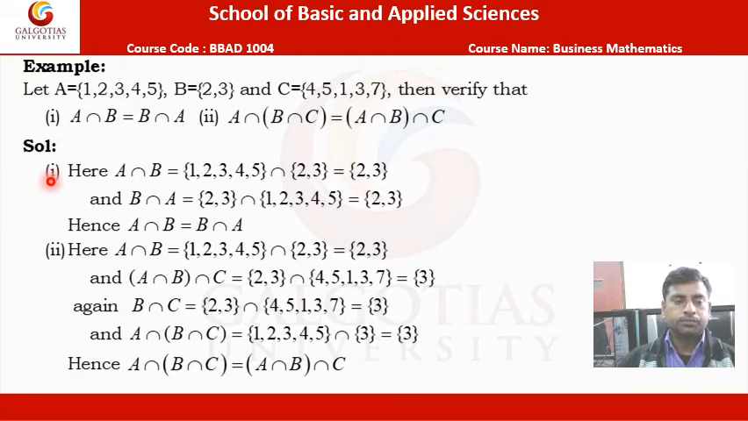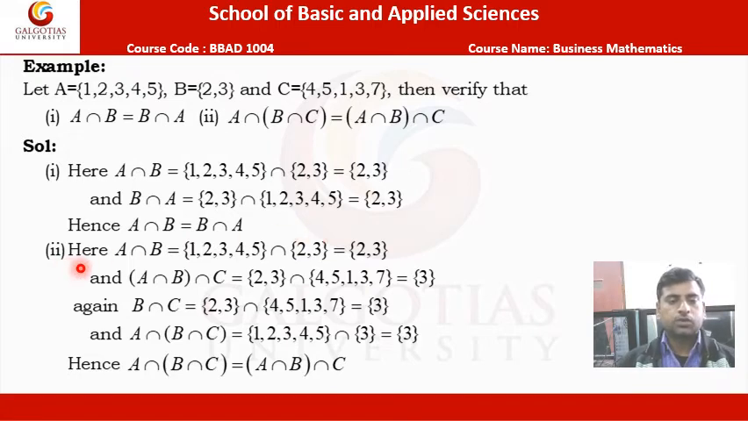To solve the first problem, we have to find A intersection B. Here this is set A and this is set B. A intersection B will be the common elements of both sets, so it contains the elements 2 and 3. Similarly, B intersection A contains the elements common to both sets, which are 2 and 3. Hence A intersection B equals B intersection A. That's the commutative property holding.